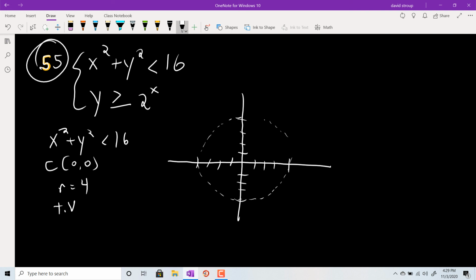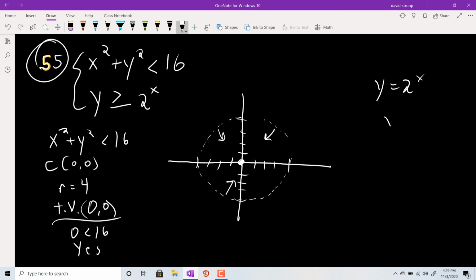Okay, test value, I'll just use 0, 0. And if you plug in 0, 0 squared plus 0 squared is 0. Is that less than 16? My test point was the center. Yes, that's true. So I'm shading inside. Okay, and then the other guy is an exponential. And we can do a little table if we need to.